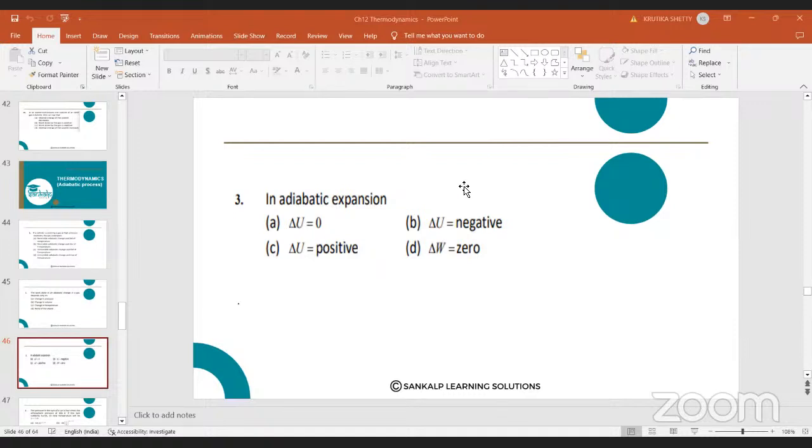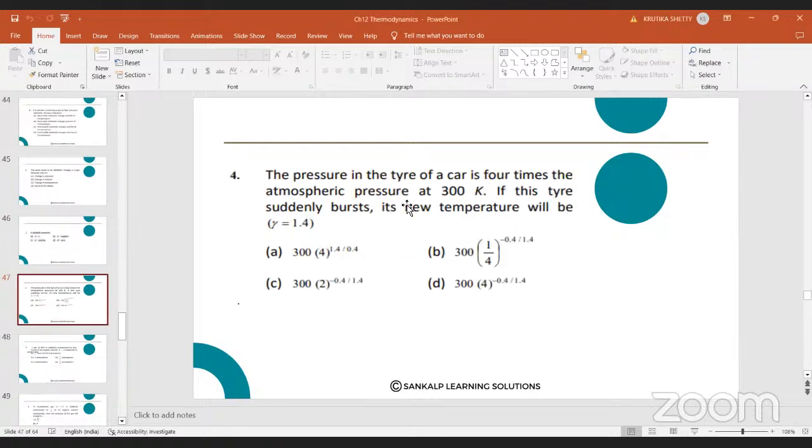The pressure in the tire of a car is 4 times the atmospheric pressure at 300 Kelvin. If this tire suddenly bursts, its new temperature will be? They have given the gamma value. So for adiabatic process, take the help of the adiabatic work done, then you can simplify this one. The pressure is 4 times the atmospheric pressure, the temperature is 300 Kelvin, and gamma value is 1.4.